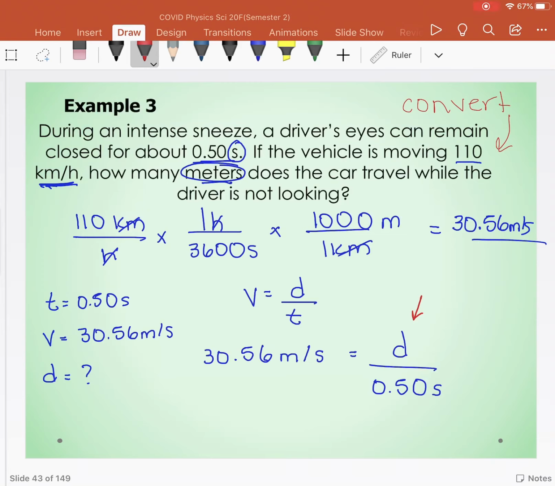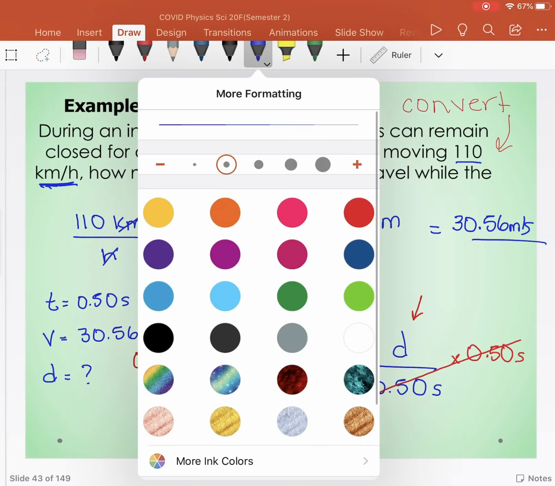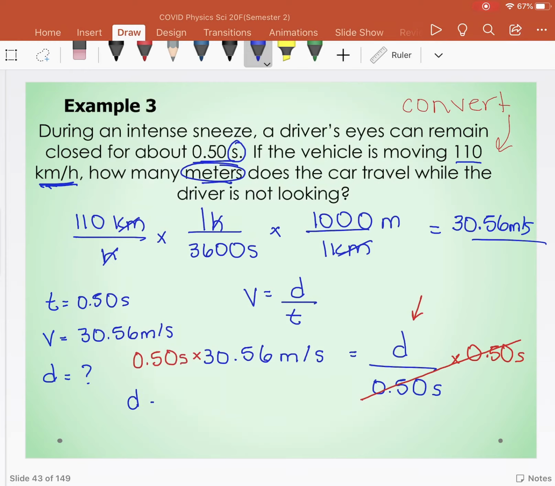So right now, time is being divided by. So I have to do the opposite, which is multiply by 0.5 seconds. And what I do to one side, I have to do to the other side. Okay? These two can now cancel on that side of the equation, which leaves me with distance by itself, which is what I want. So then I'm just left to go 0.5 seconds times 30.56. Distance equals 15.28, and my units are meters.